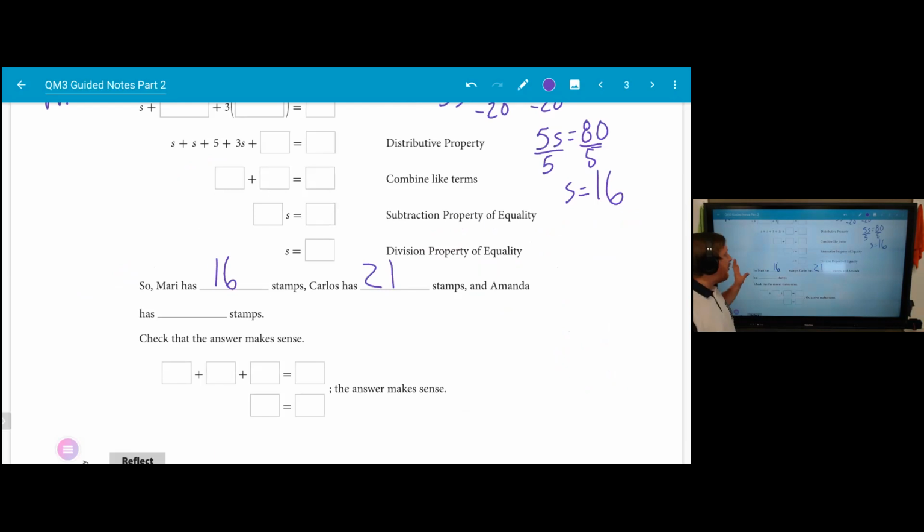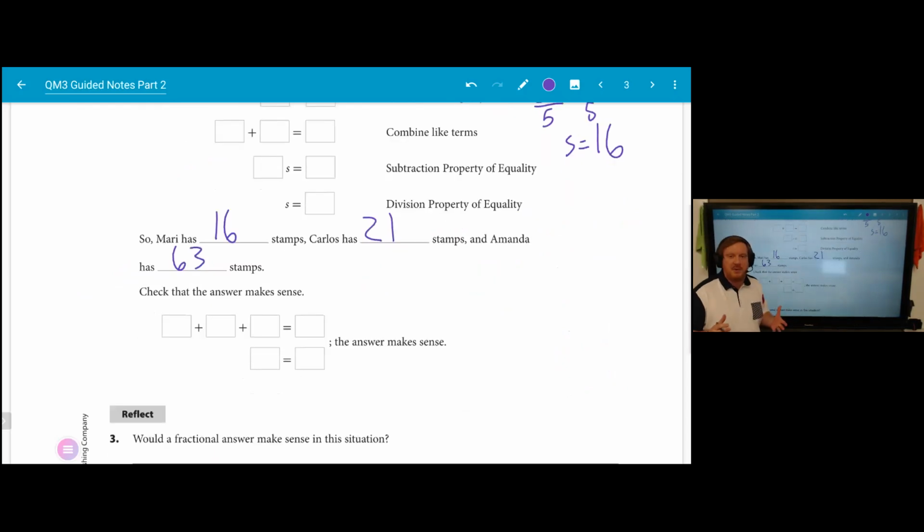And Amanda has 3 times as much as Carlos. If Carlos has 21, if I multiply that by 3, I get 63. Let's make some sense, right? Because in total, they're supposed to have how many stamps? Yes, 100. They need to have 100. Does 16 plus 21 plus 63 equal 100? Well, let's see here. 63 and 21 is 84. 84 plus 6 is 90, plus 10 is 100. And from what I've been told, 100 does equal 100.